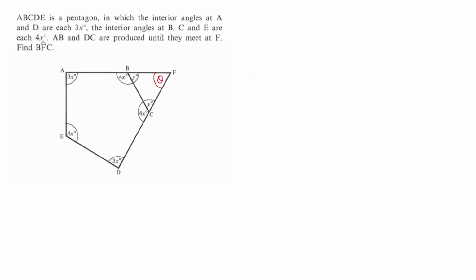Here the figure is given, right? The question is we need to find out angle BAF, which is marked as theta. Here A, B, C, D, E is given as a pentagon. It's not mentioned as a regular pentagon, but it is a pentagon, right? We know the interior angles add up to 540. We have seen the example earlier, right? So let's add 4x, 3x, 4x, 3x, 4x. That will be 18x, which is equal to 540. Now let's see the value for x. That is 30 degrees.